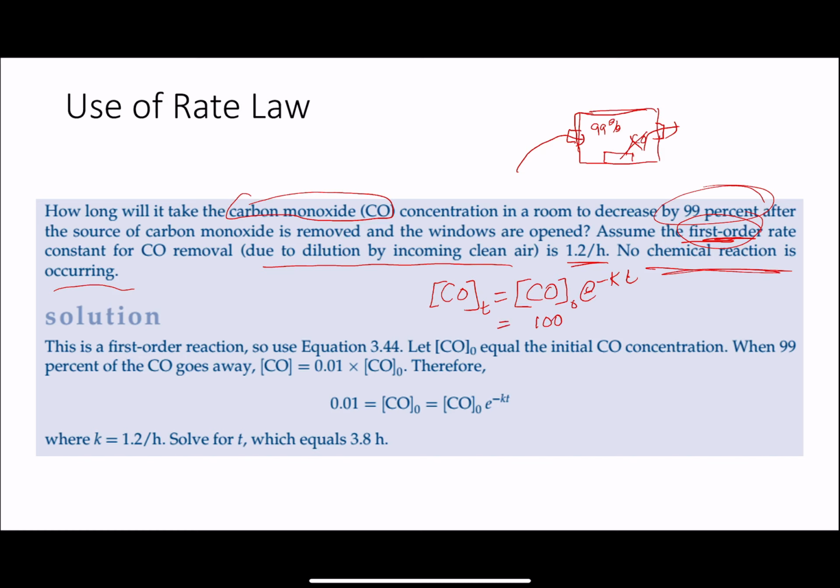Okay? So, initially, if you have 100, what is 99% removal of 100 to have CO final, or CO at the time needed? It should be 1. With 99% removal, CO at time t is 1, CO initial is 100. And then e to the power minus k, where k is 1.2 per hour, and of course, the time needed is what we want to find at the end. So now, 1 over 100 is equal to e to the minus 1.2 t.